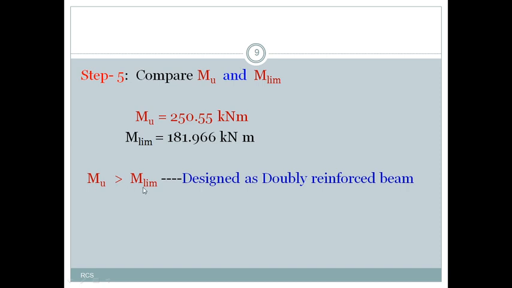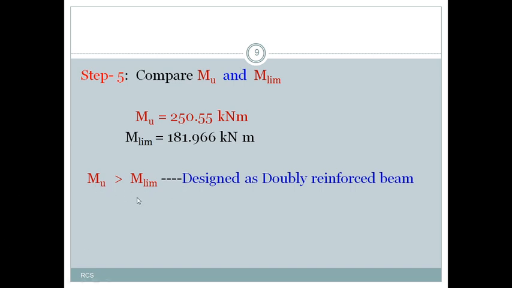Right? What does it mean? The applied bending moment will not be resisted by the dimensions we provided, the grade of steel and grade of concrete, the dimensions we have provided, that will not bear it. So what we do, we have to increase the resistance of that particular beam by providing some extra reinforcement in the compression zone. That's how we can improve the resisting capacity of a beam. That's why we are providing reinforcement in the compression zone, so we can call it a doubly reinforced beam.